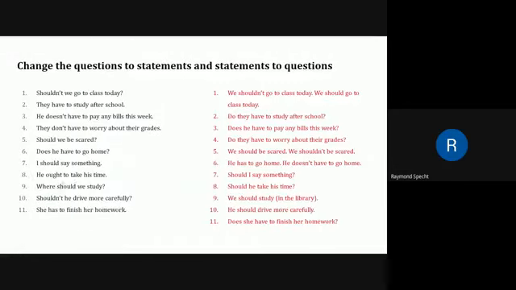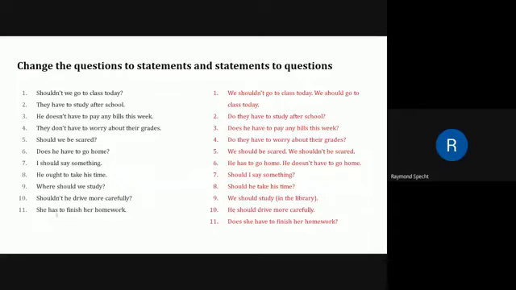All right, 9. Where should we study? We should study in the library. Or you can put anywhere in there, all right? Because I'm asking a question, where should we study? When you're answering that question, we should study in our room, we should study in the library, okay? 10. Shouldn't he drive more carefully? He should drive more carefully.